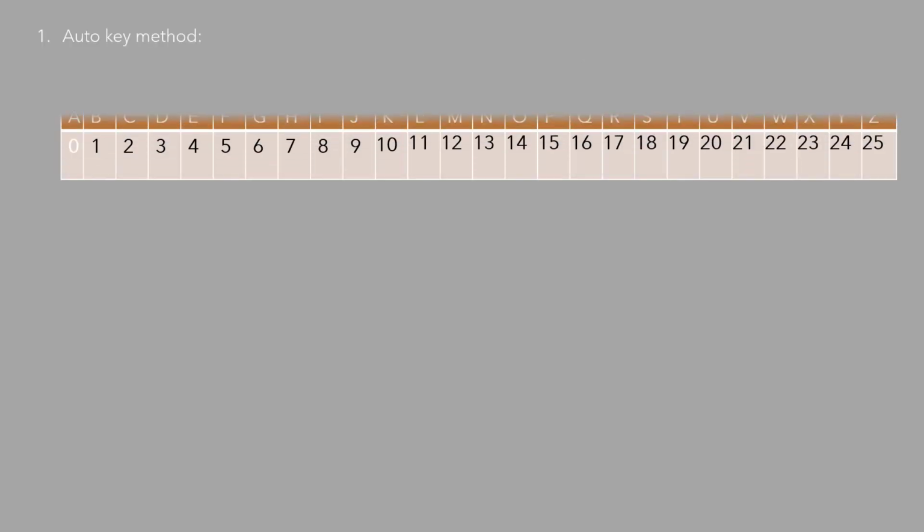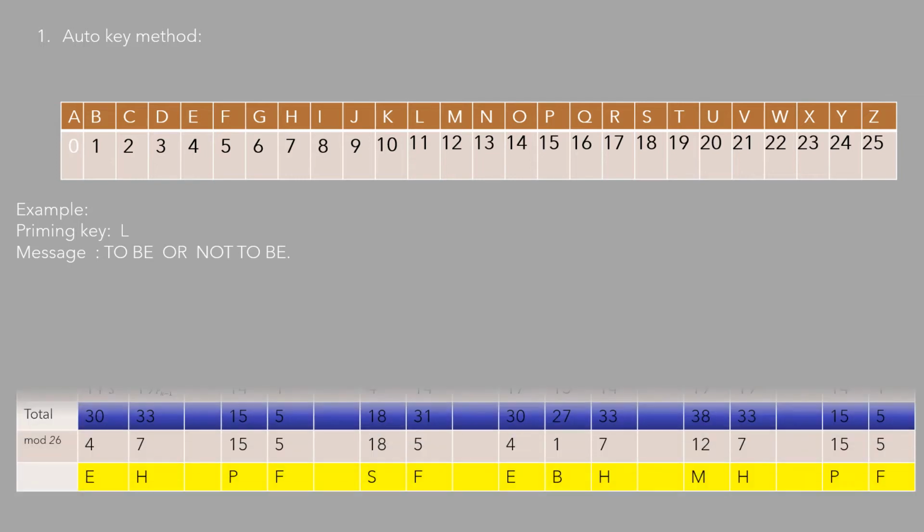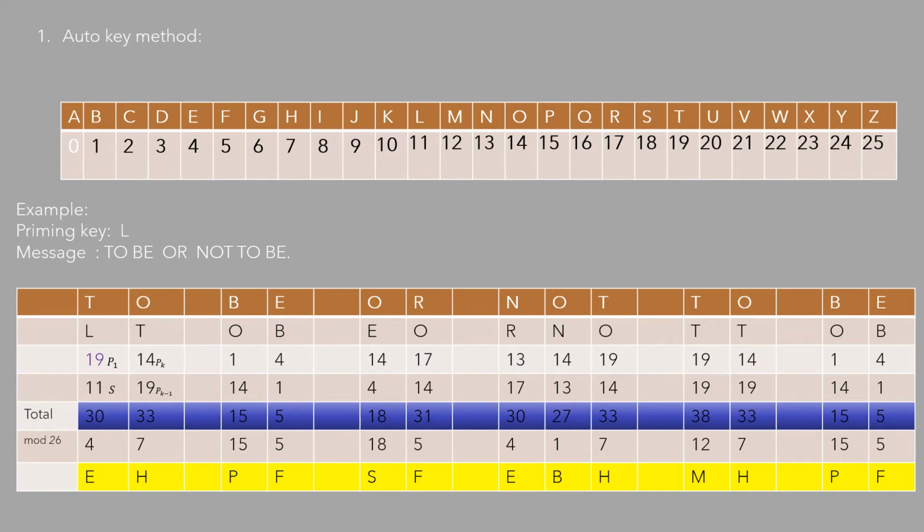The auto key method is used with modular arithmetic mod 26, because all these alphabets are numbered from 0 to 25, so it is mod 26. Let's see this example of encoding the message "to be or not to be" using the priming key L. So let's enter all these letters in the message, and the numbers corresponding to that are written in the third row.